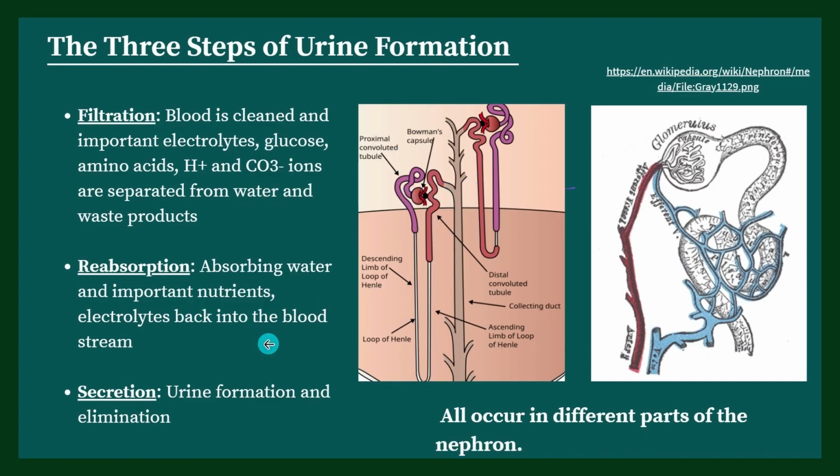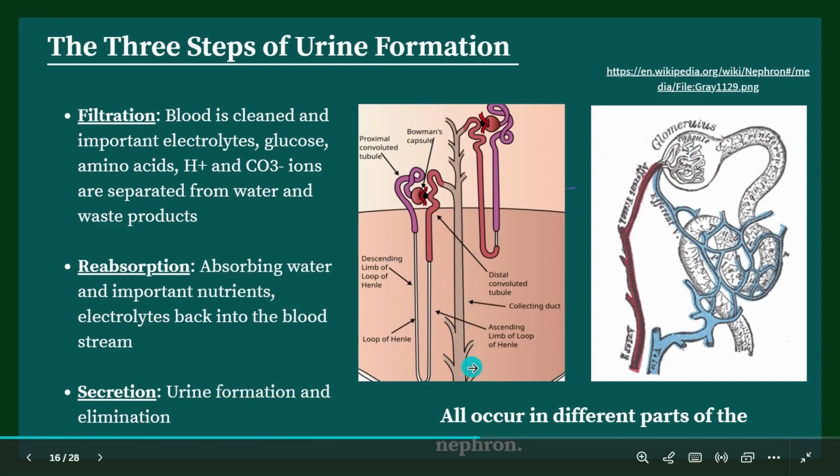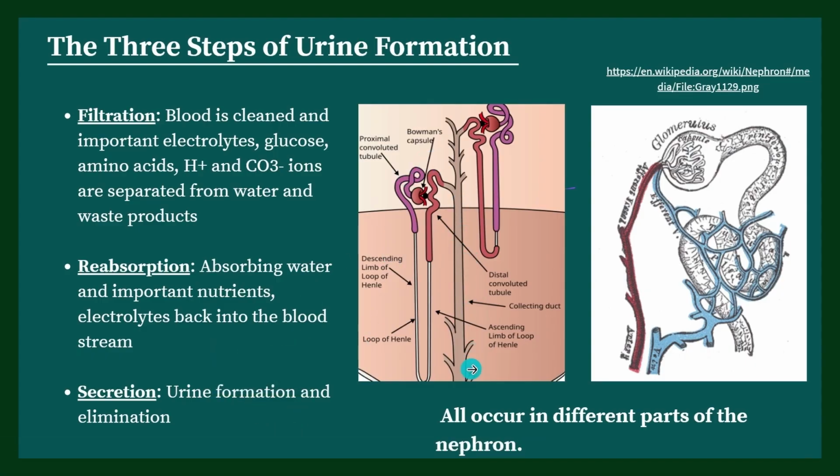So filtration is the filtering part where the good stuff that we want to keep gets pulled out. And then reabsorption is reabsorbing the water, and secretion is putting the fluid that we don't want down into the bladder.